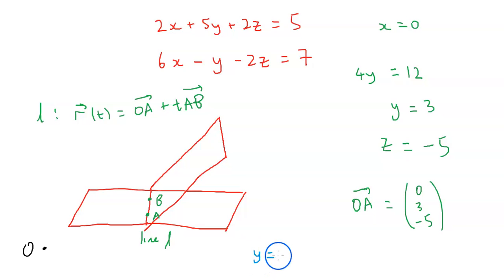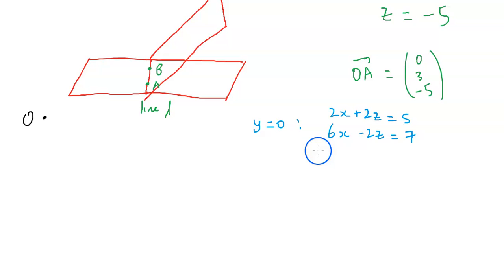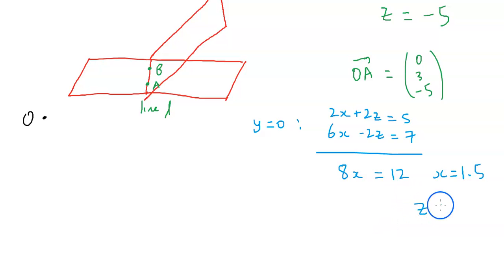And if y equals 0, we have 2x plus 2z is equal to 5, and 6x minus 2z is equal to 7. And so adding those two equations together, we get 8x is equal to 12, and so x is equal to 1.5. And if x equals 1.5, then 3 plus 2z equals 5, so z equals 1. And so our vector OB can be (1.5, 0, 1).